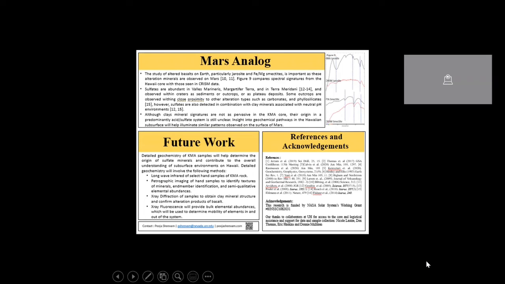Additionally, I would also like to point out the detection of iron and magnesium smectites in the KMA core. Although they are not as pervasive, their presence is still intriguing as smectites are also seen to coexist in sulfate-bearing units on Mars. Figuring out whether it is chronological formation or specific geochemistry can help bring light to similar patterns observed on the Martian surface.